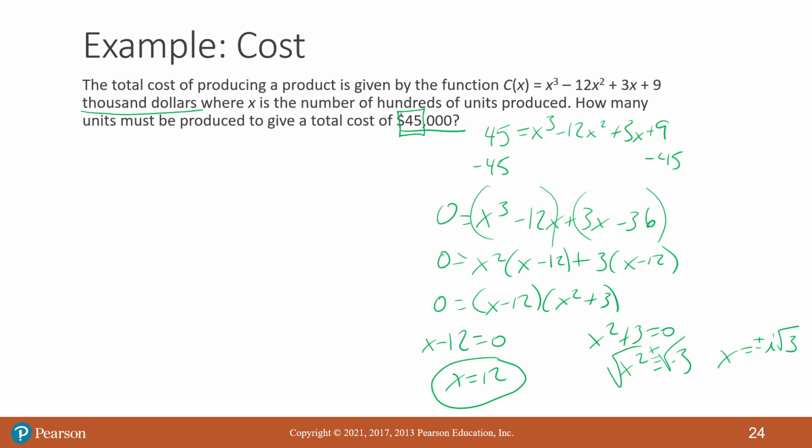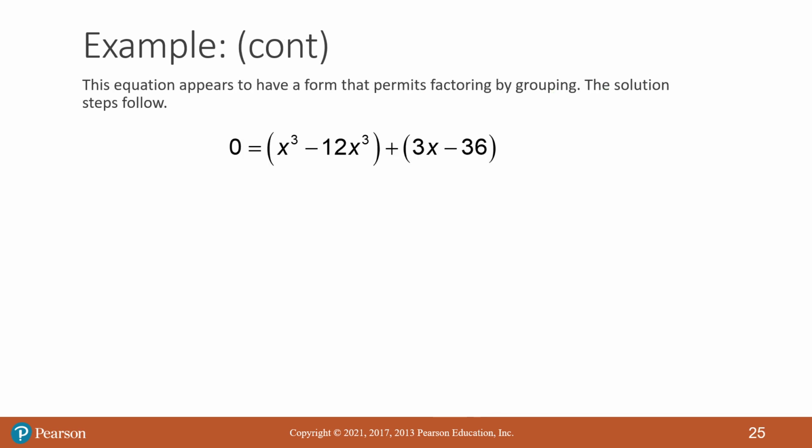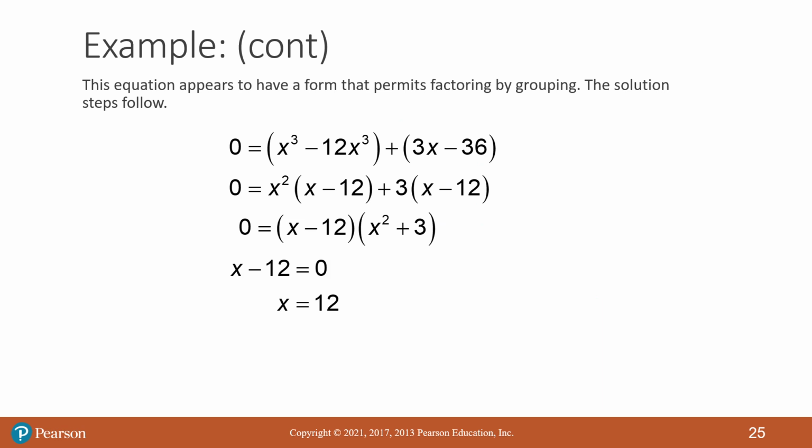This is a word problem talking about cost. We're not going to have these imaginary numbers in our cost function, so the only one that makes sense here is x equals 12. This solution does not make sense in terms of our word problem. Now keep in mind that x is the number of hundreds of units produced. So we're not just looking at an answer of 12. We are looking at an answer of 1200.